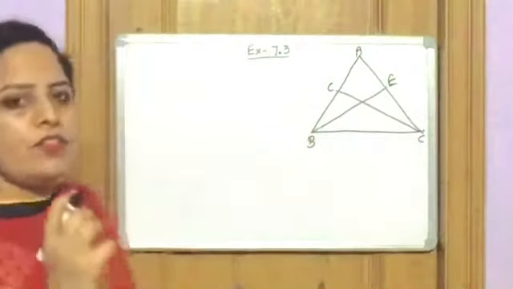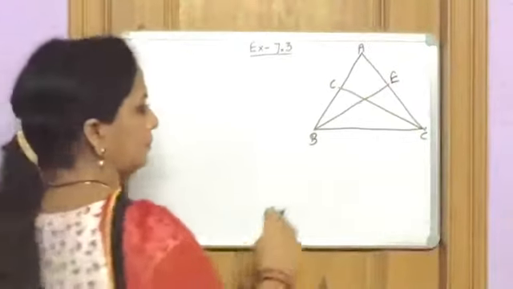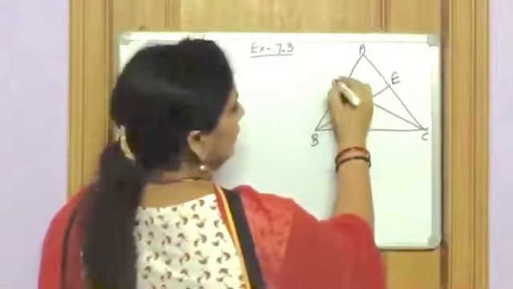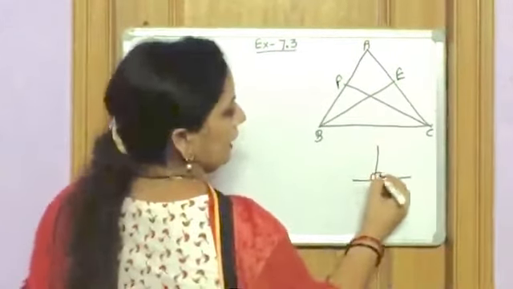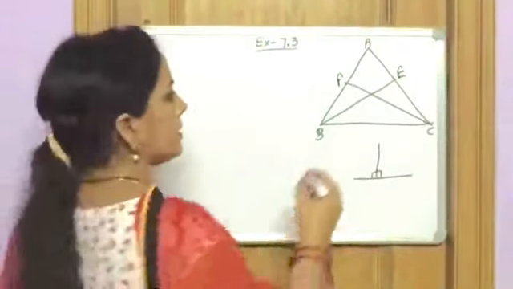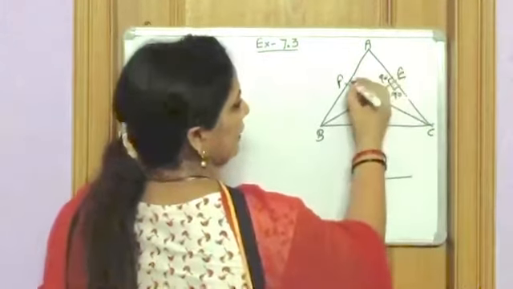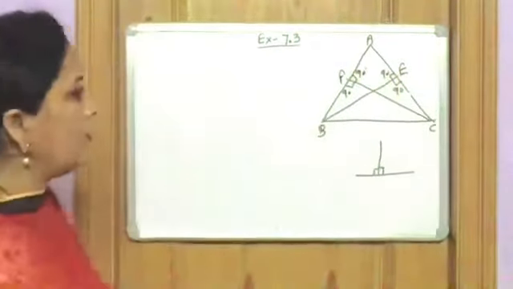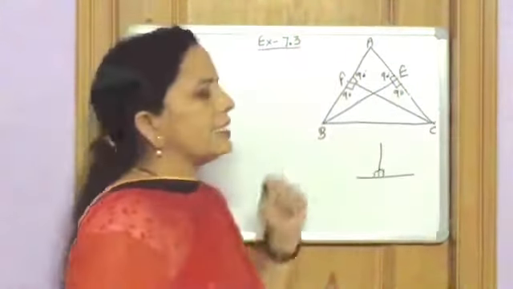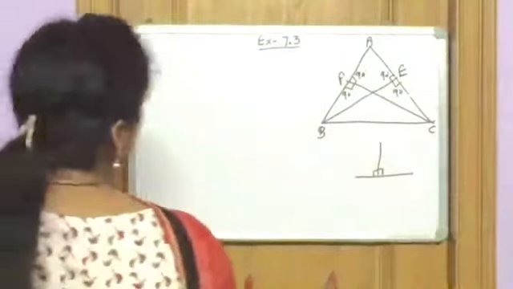Altitude means which makes a 90-degree angle with the base. That means if this is an altitude, then it makes a 90-degree angle with the base. So here we have a 90-degree angle on both sides also. Now we have to show that ABC is an isosceles triangle. So here we will consider two triangles.